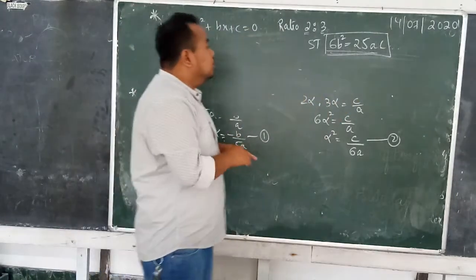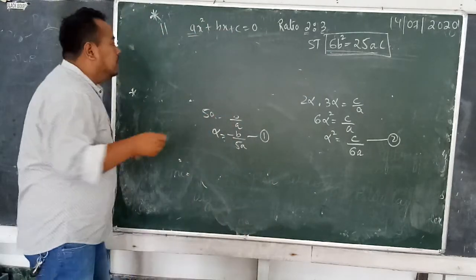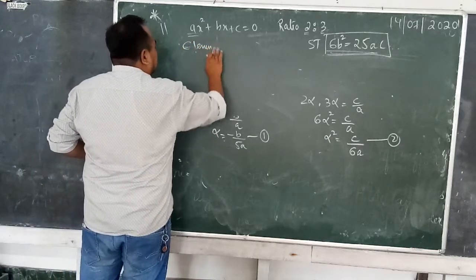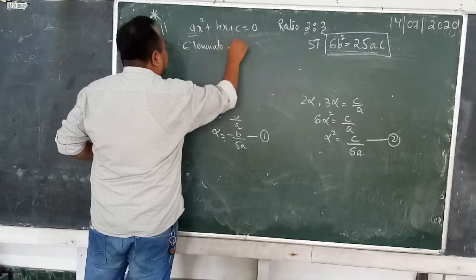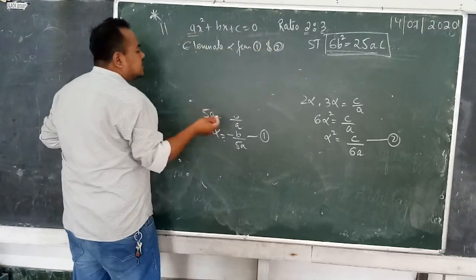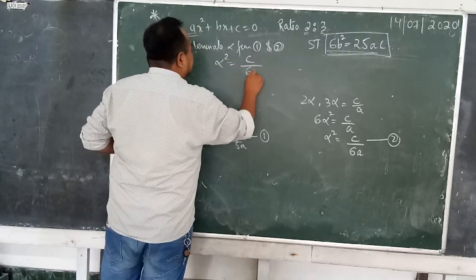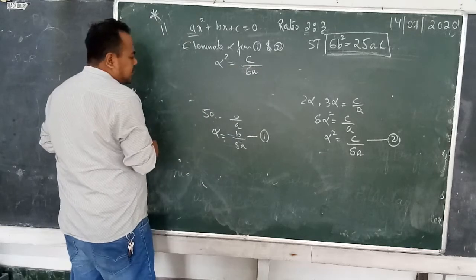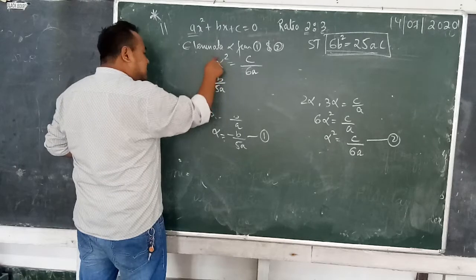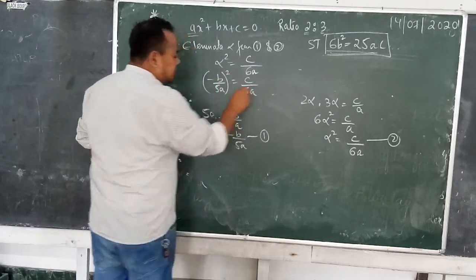What am I supposed to prove? Is 6b square equal to 25ac. That means alpha is not there. So what do I need to do? I need to eliminate alpha from 1 and 2. And how to do that is very simple. Look at 2. Alpha square equal to c by 6a. What's the value of alpha? It's minus b by 5a. That's the value of alpha, but there's a square, so equal to c by 6a.